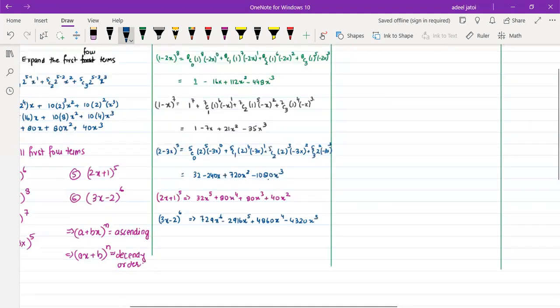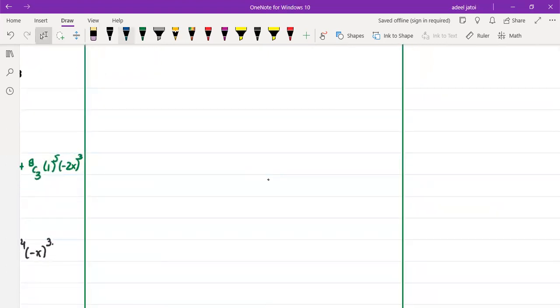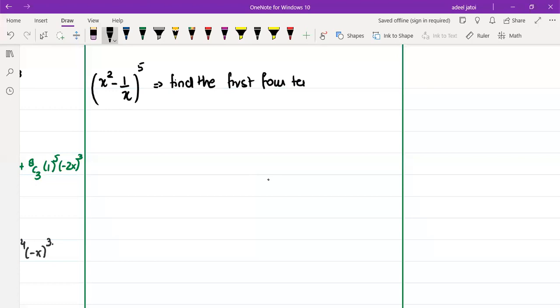So these were the questions given in the previous lecture. Let's just continue with this. Now, there can be a question like (x^2 - 1/x)^5. Looking at the question, can you see that there is x in both? There's x in a, there's also x in b as well. And we need to open it to find the first 4 terms, we have been told to find the first 4 terms.